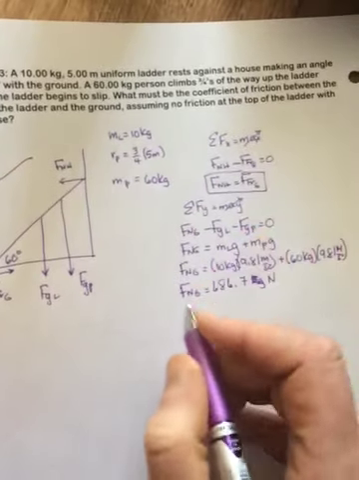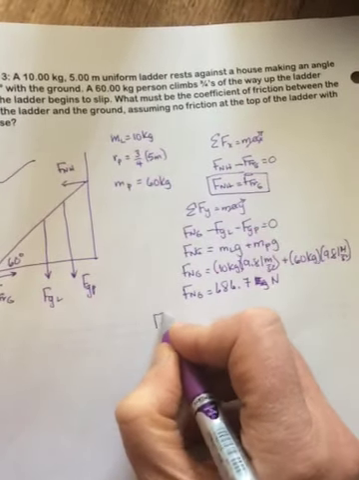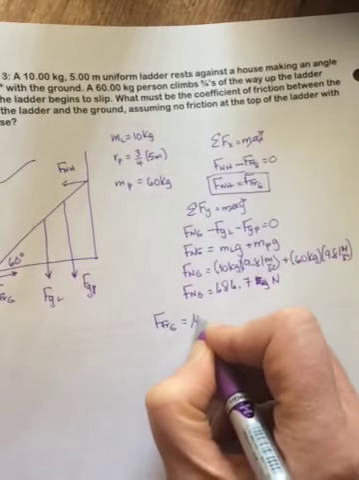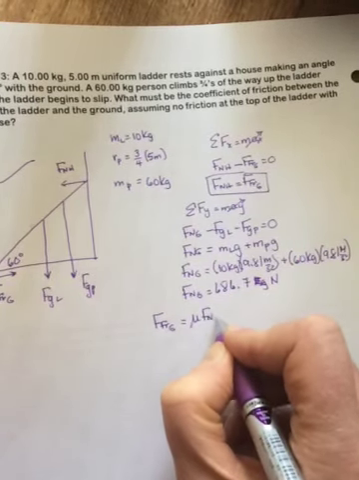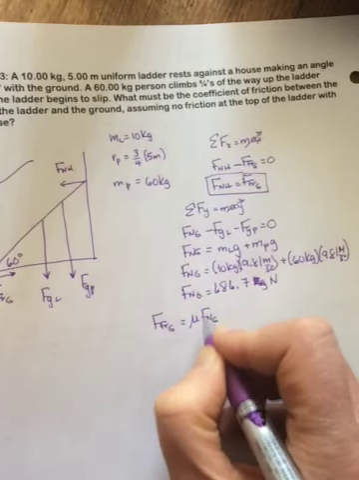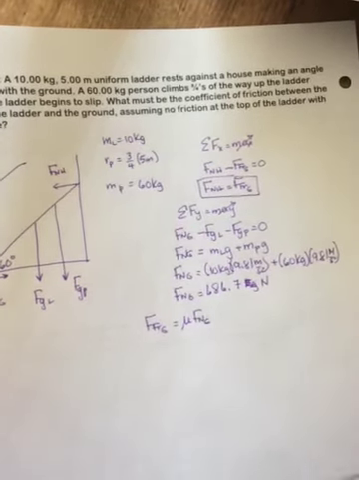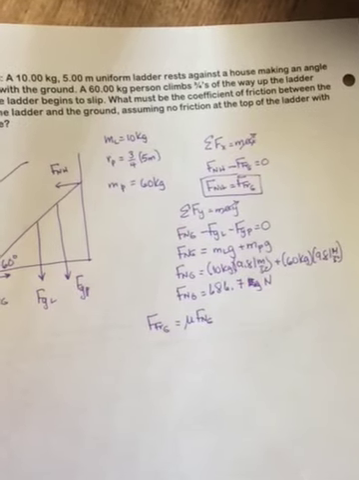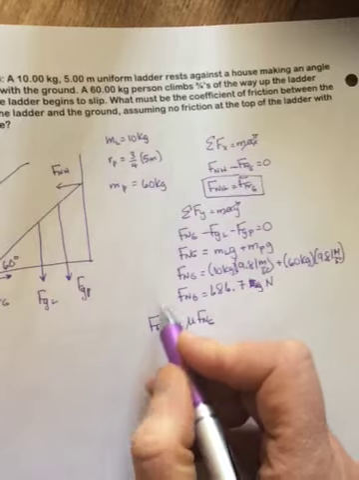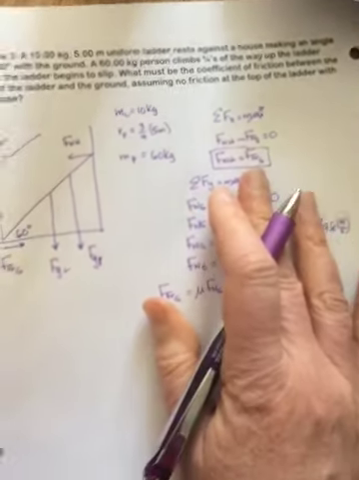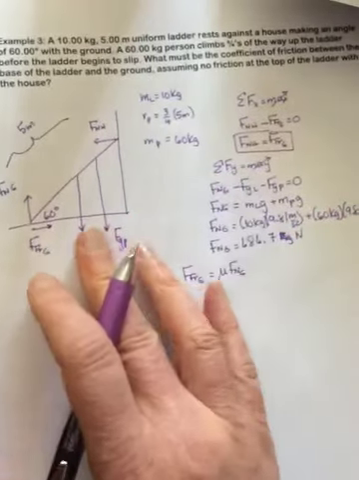Okay, now the question wants mu, and we know friction, and in this case it's friction of the ground, is equal to mu Fn. If friction is on the ground, Fn has to be of the ground. So we just found our Fn, and now we need to find our friction of the ground. But friction of the ground is equal to the normal of the house. So if we can find one, we can find the other.